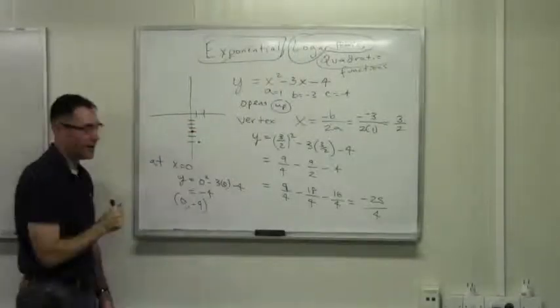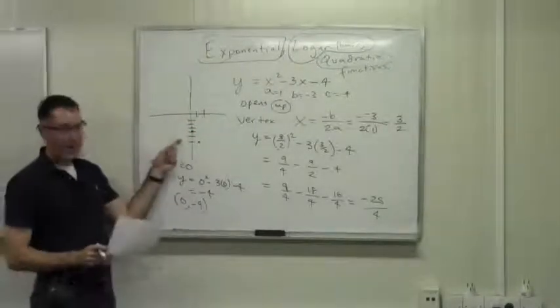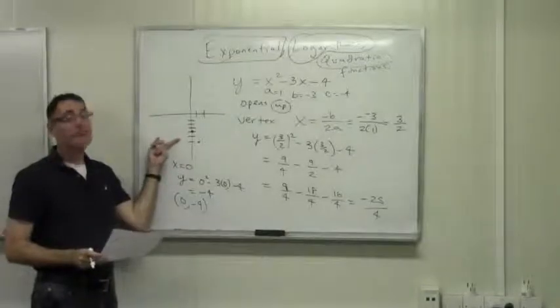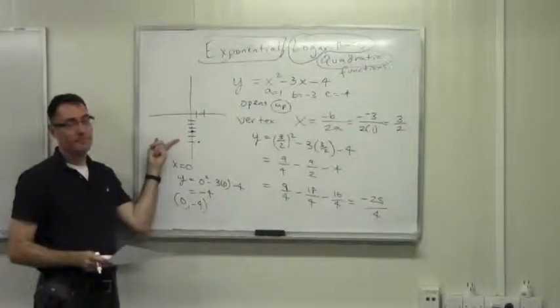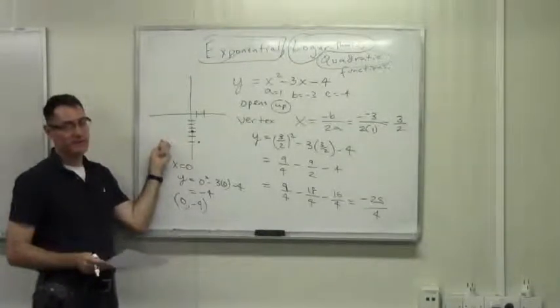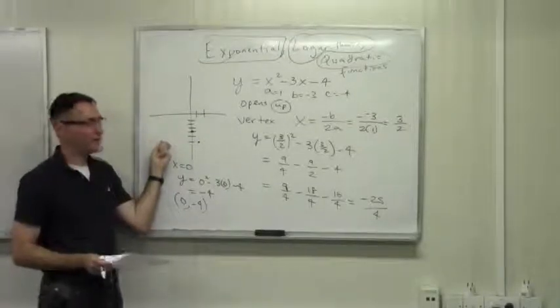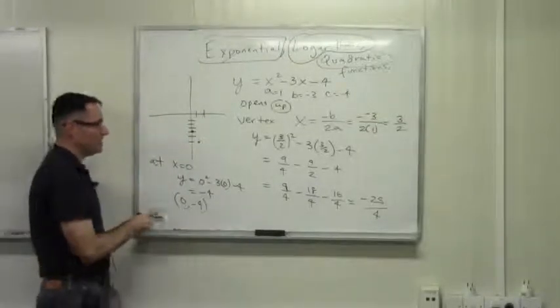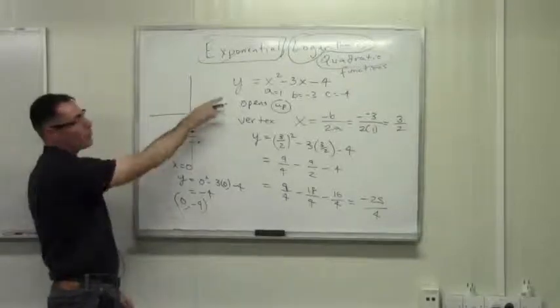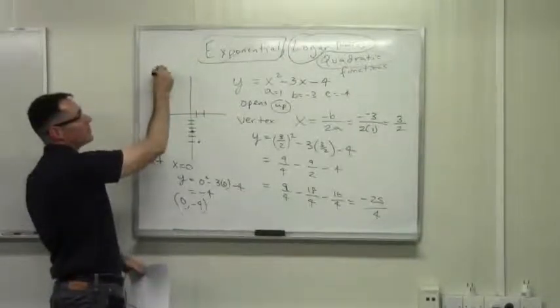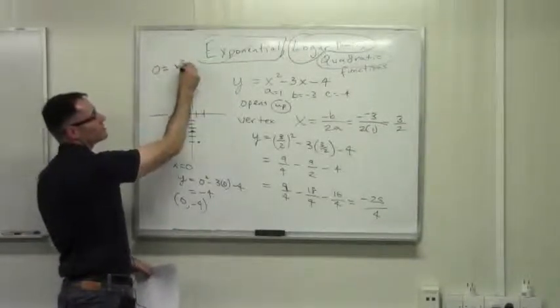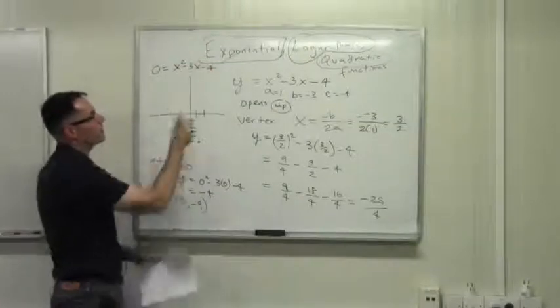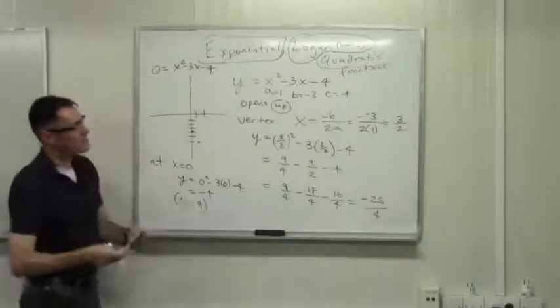So I've got 2 points now. Can I just draw it right now with those 2 points? It's not a straight line anymore. Can't do it with those 2 points yet. Not quite. We'll get there. Or we almost can. Now we've got to figure out when y equals 0. 0 equals x squared minus 3x minus 4.